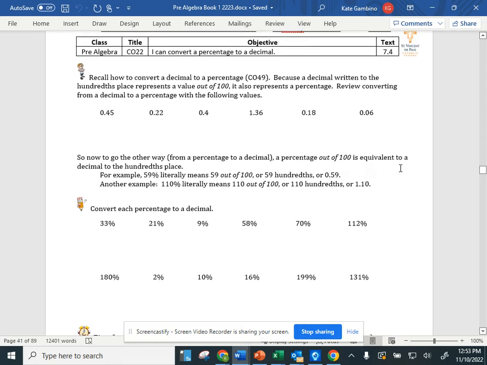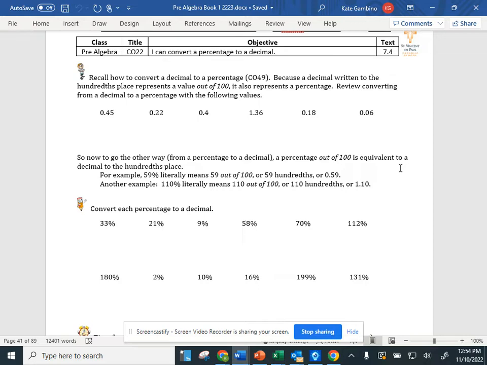Good afternoon. Today we are working on CO22. I can convert a percentage to a decimal. So we're continuing to work with those percentages. So what is our magic number when it comes to percent? Tegan, 100. Remember, it's that magic number, percent. Cent means 100. So now we're going from a percentage to a decimal.